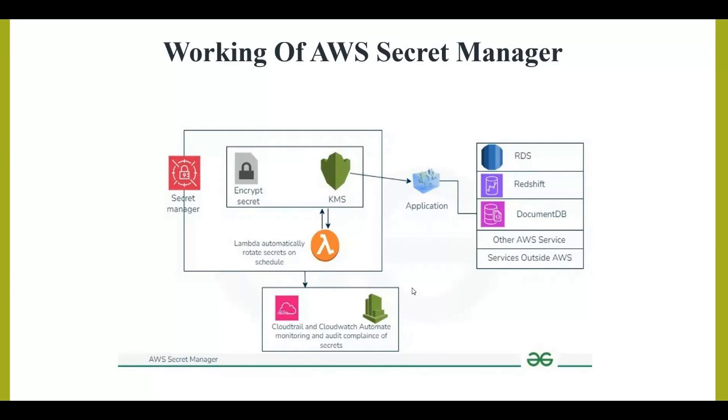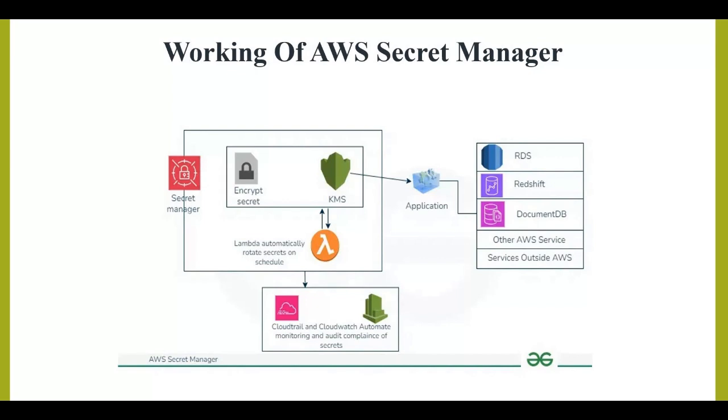Coming to CloudWatch and CloudTrail. I've told you that CloudWatch and CloudTrail automate the monitoring. We all know that CloudWatch is a lightweight tool used to collect data from the resources where they are deployed. And CloudTrail is a service that enables governance, compliance, operational and risk auditing of your AWS account.